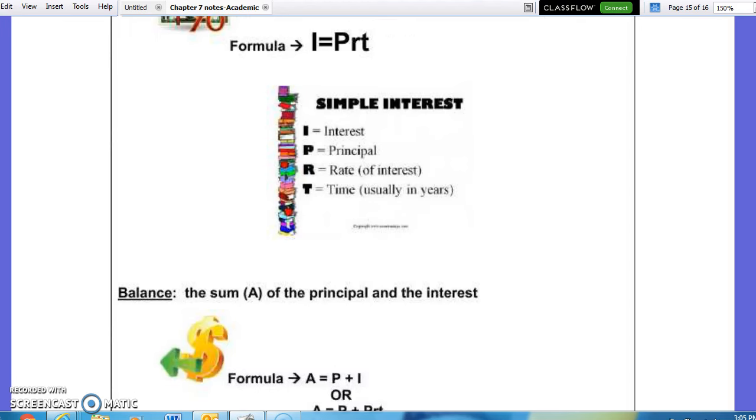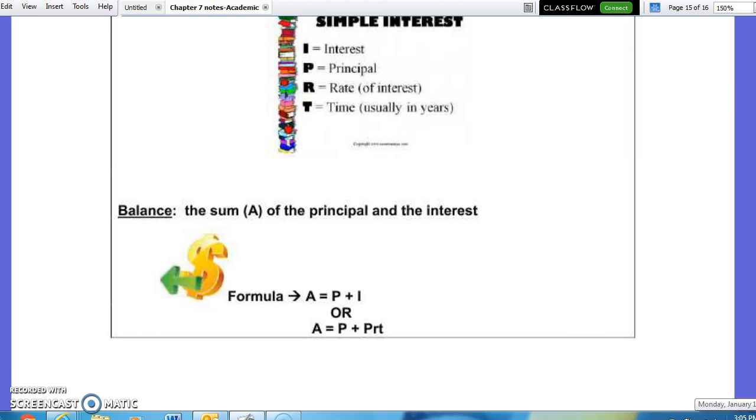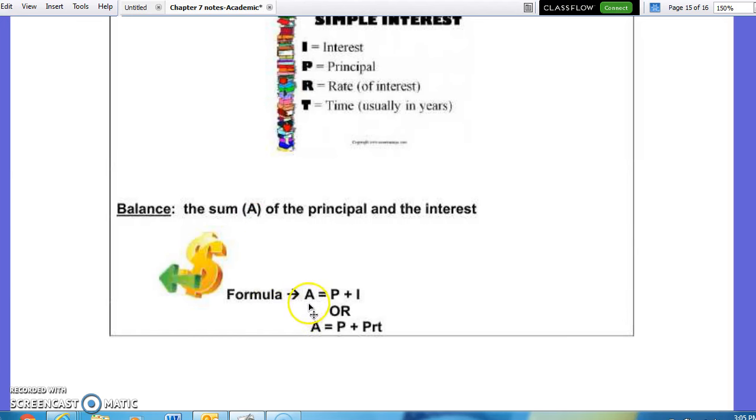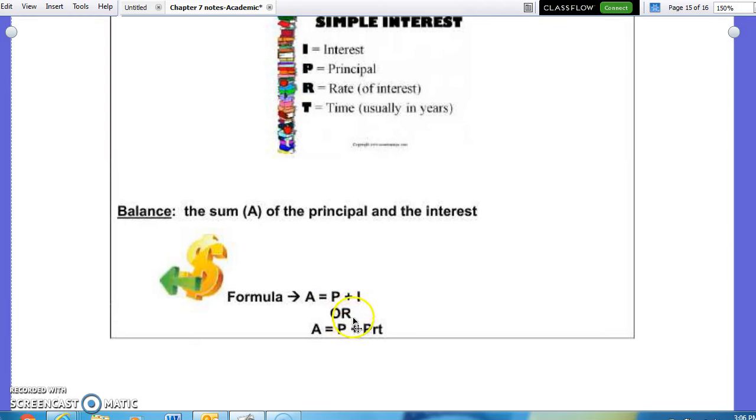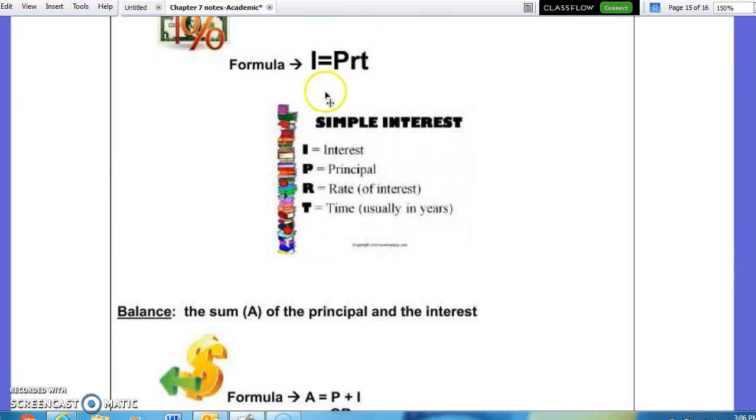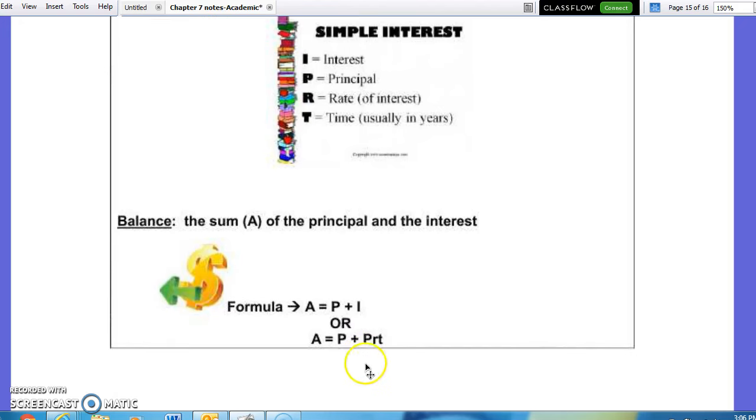The last definition we have is our balance. Balance is the sum of the principal and the interest. So we write that as the sum, A being our balance, is equal to principal plus our interest. Another way we can write that is our balance A is equal to our principal plus PRT. Now we're getting that PRT in place of I from this equation that we have up here, I equals PRT. So we're just substituting that PRT, principal times rate times time, in for this equation at the bottom.